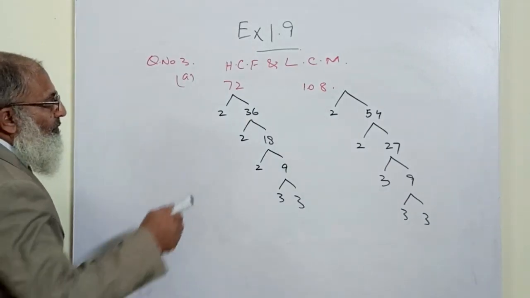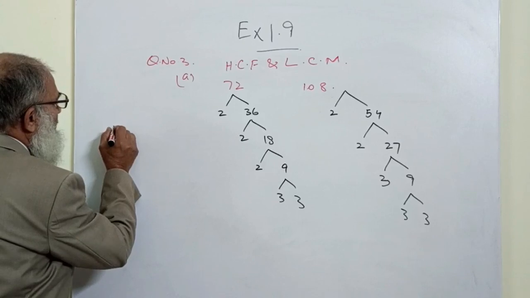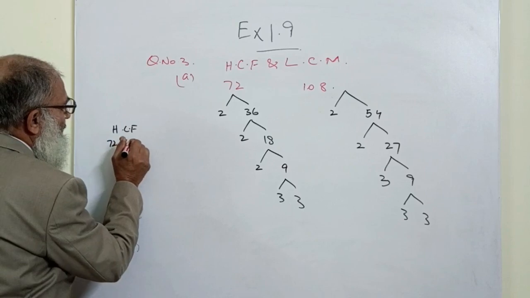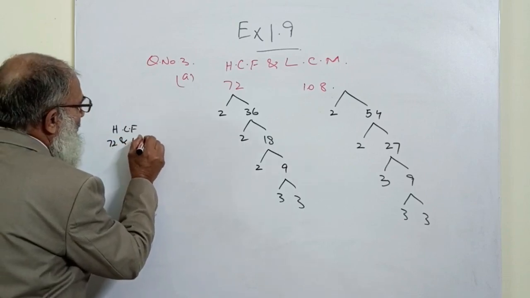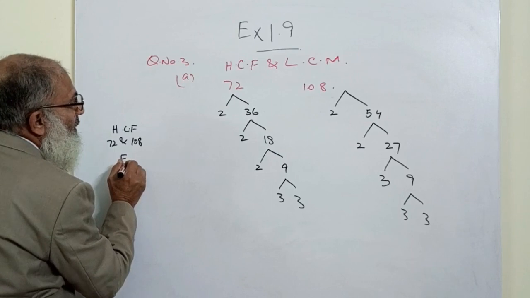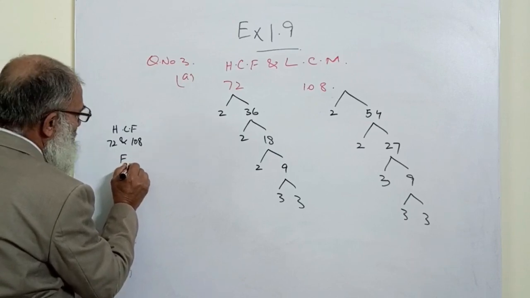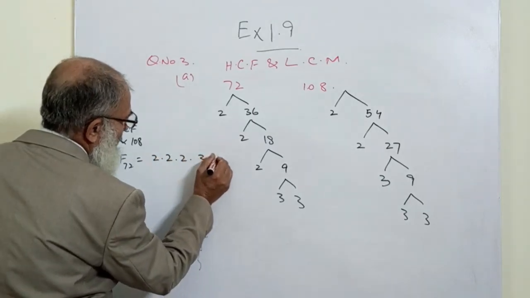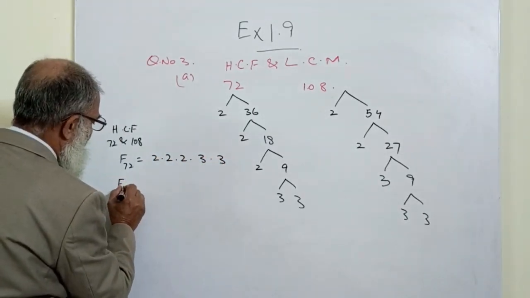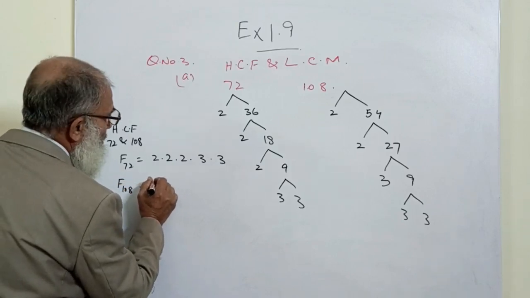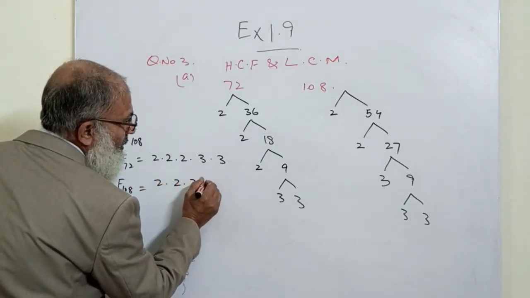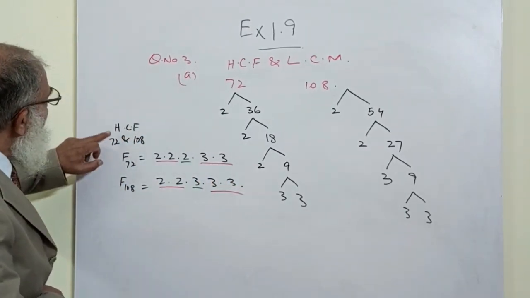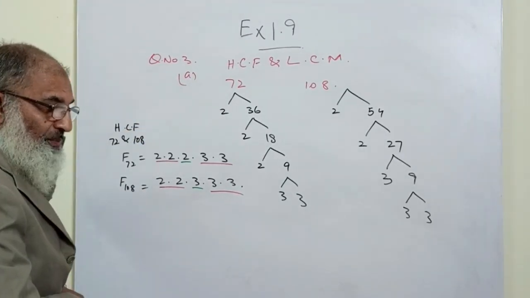So first we'll find the HCF of 72 and 108. 72 is equal to 2.2.2.3.3, and 108 is equal to 2.2.3.3.3. Here students, what we do is first we find the HCF of the two numbers.